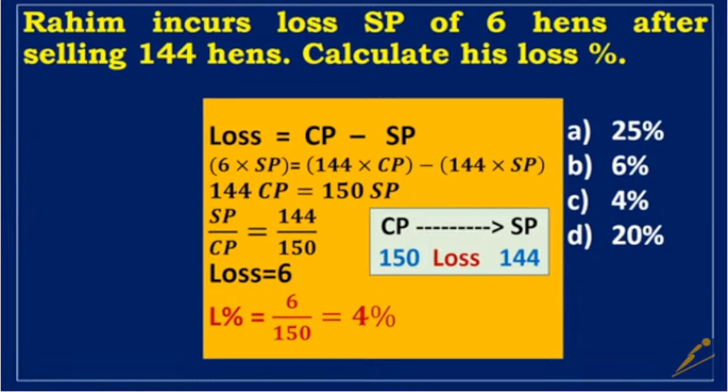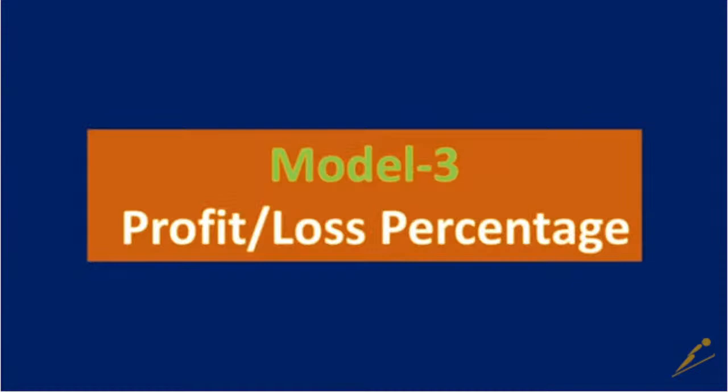When these numbers are substituted into the calculation, we obtain 6 into SP equals 144 CP minus 144 SP. Simplify the equation to get SP divided by CP equals 144 divided by 150. Here, the cost price is 150, the selling price is 144, and the loss is 6. According to the loss percentage formula, percentage loss equals loss divided by cost price, which is 6 divided by 150 or 4%. The third model is profit or loss percentage.